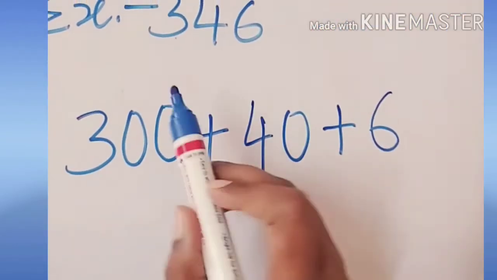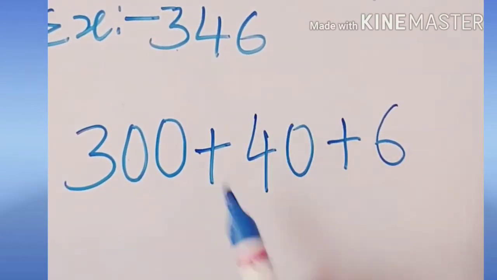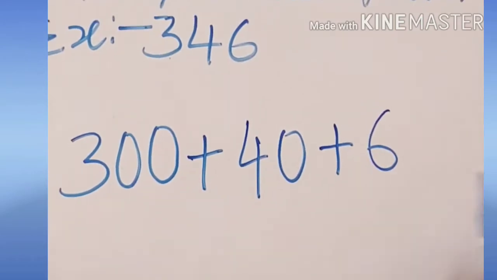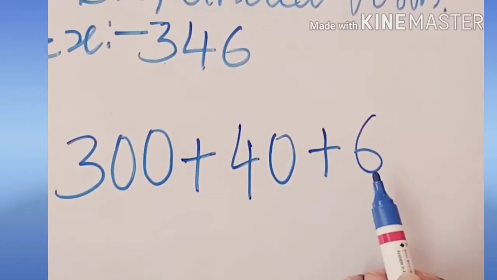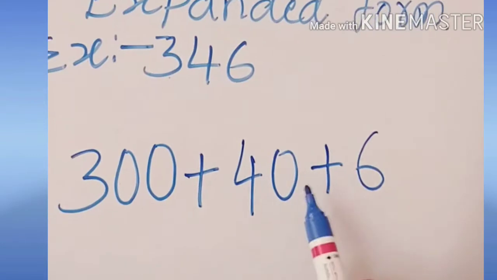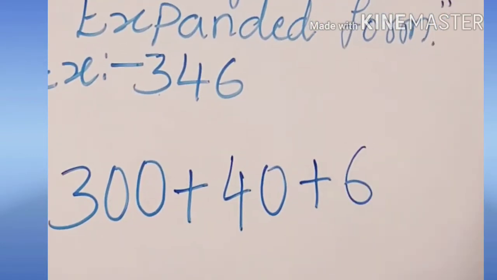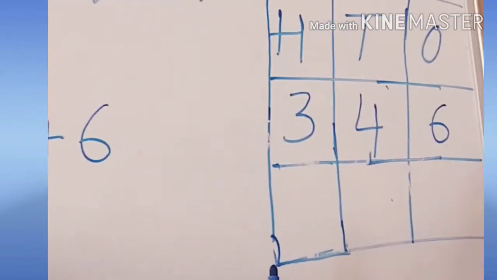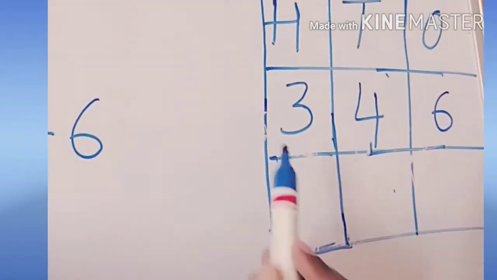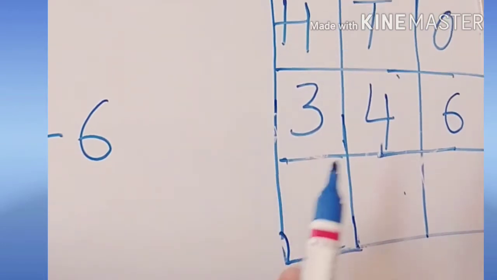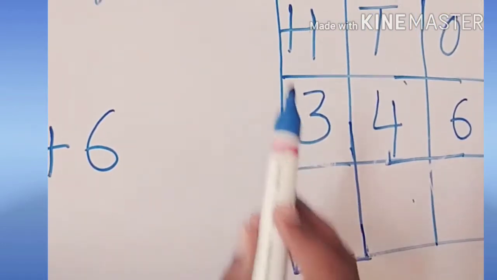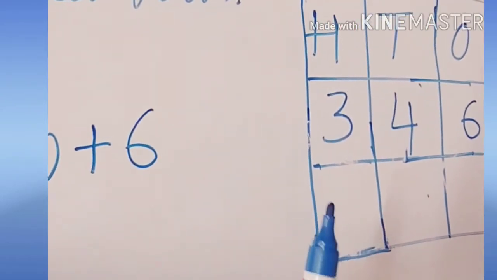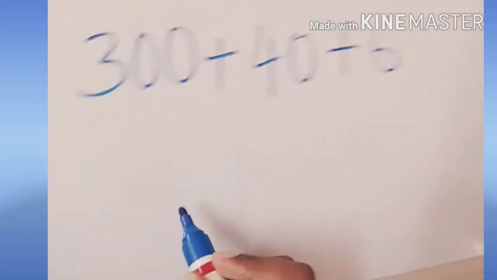Then how to write the name of this number? Dear students, while writing the number name, first we mention the number and then we mention the name of its place. See children, while writing the number name, first we mention the number and then we mention the name of its place. So first I will write here 3.